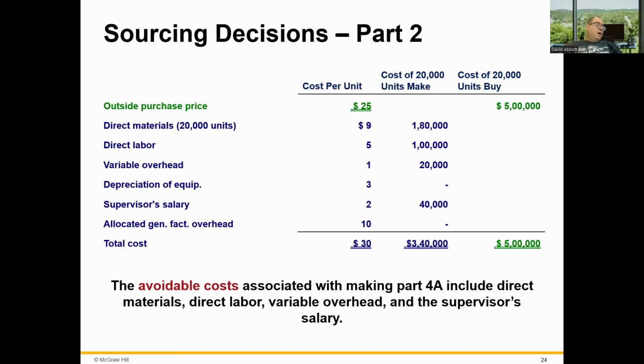The cost incurred to buy the equipment is a sunk cost because, again, we've already bought the equipment. The depreciation simply spreads that sunk cost over the equipment's useful life. Furthermore, it has no resale value. Thus, the special equipment and its associated depreciation expense is irrelevant. The allocated general factory overhead represents allocated costs common to all items produced in the factory and would continue unchanged even if part 4A would be purchased from an outside supplier. Thus, the general factory overhead is also irrelevant.